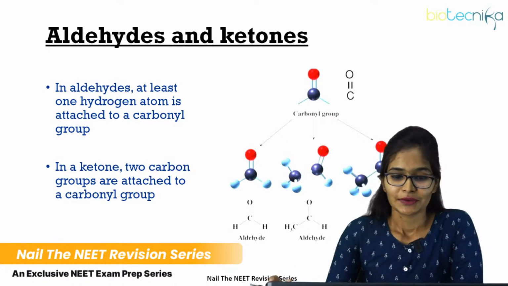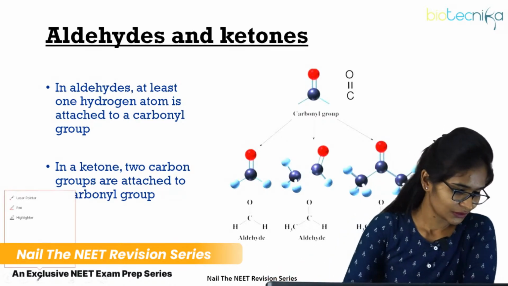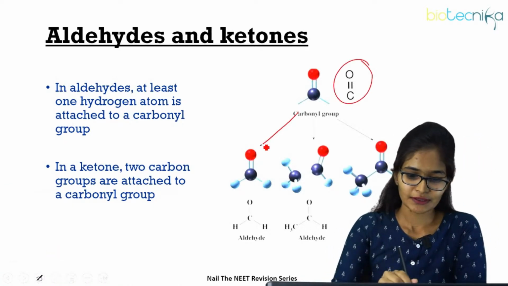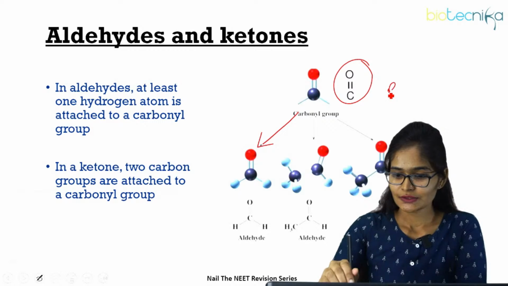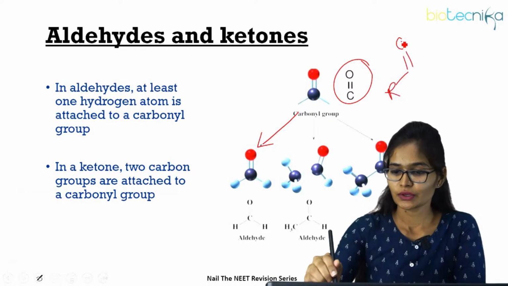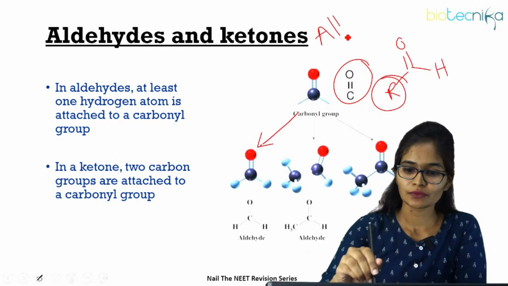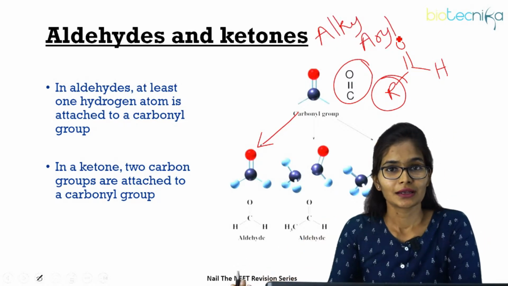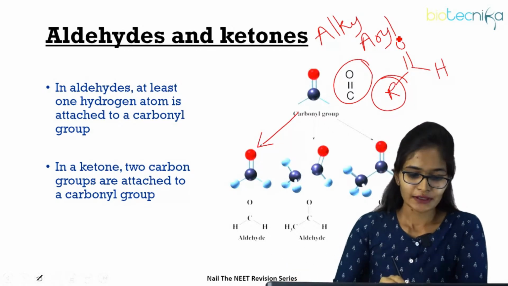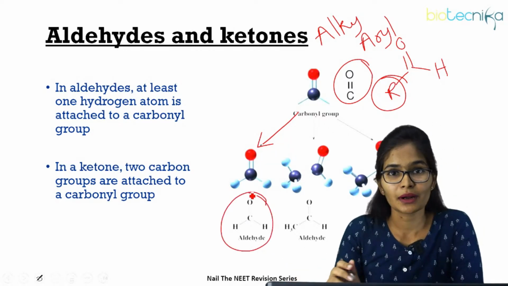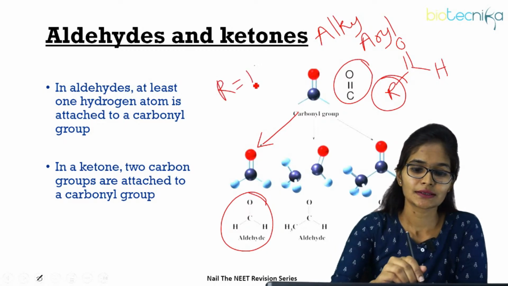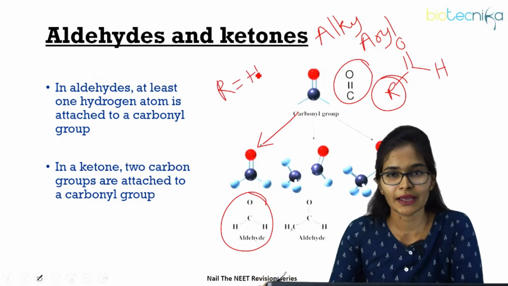Coming to the aldehydes and ketones, you can see here, this is the carbonyl group. In the case of RCHO, this R can be alkyl also and aryl also, right? In the first example, you can see it is formaldehyde. So what is R here? R is just a simple hydrogen, formaldehyde, right?